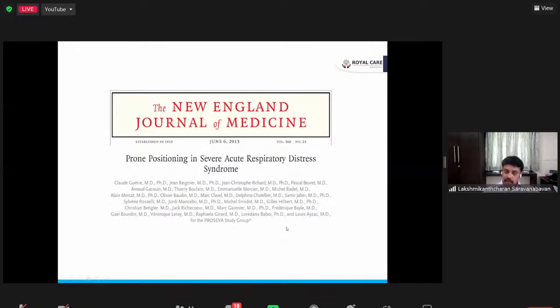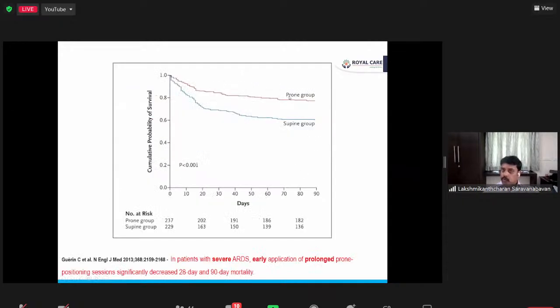All these things were evidently proven in the 2013 study called the PROSEVA study. It showed a clear-cut improvement in mortality, and what is very important to know is that it is proven in severe ARDS with early application. That is, if tried within 7 or 14 days, but it should not be tried in late ARDS. Prolonged prone positioning is needed. The patient should be in prone position for at least 16 hours in a day. Proning for 2 to 3 hours will not help you. It should be done in the early phase of ARDS, in moderate to severe ARDS, and for prolonged prone positioning. It can significantly reduce the mortality at either 28 days or 90 days.